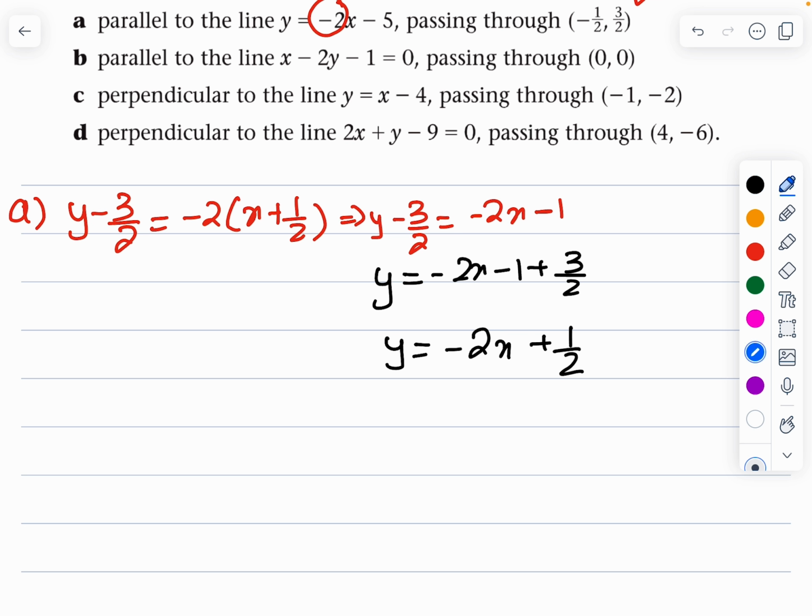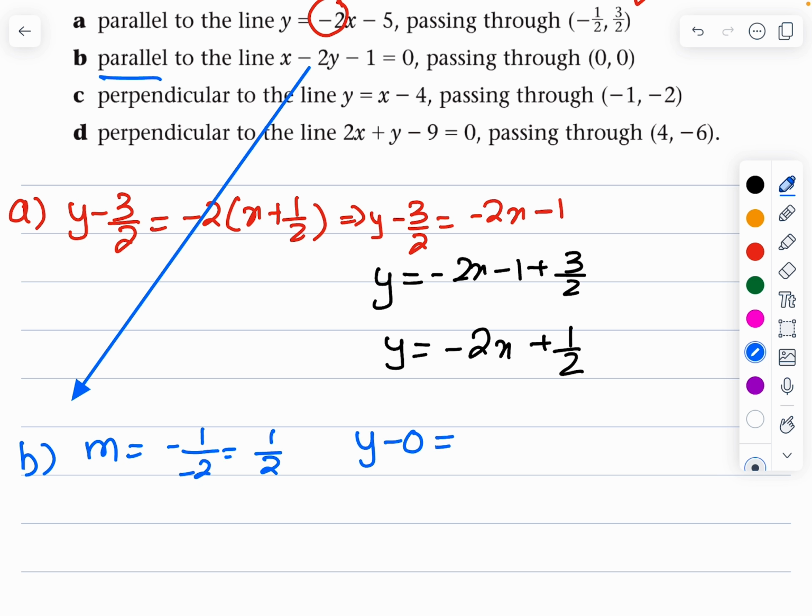Now coming to part B. Parallel means the gradient is going to be the same. What is going to be the gradient? Gradient is m equals minus a upon b, minus 1 upon minus 2, which is 1/2. So y minus y1 equals m times (x minus x1). So y equals half x.